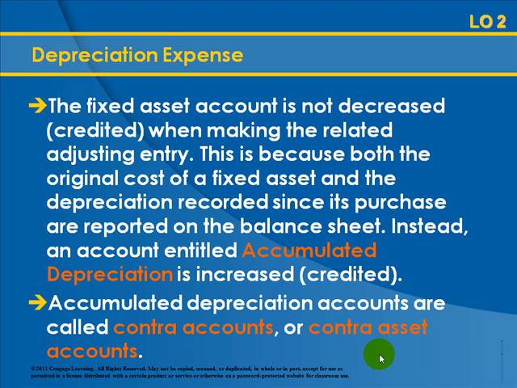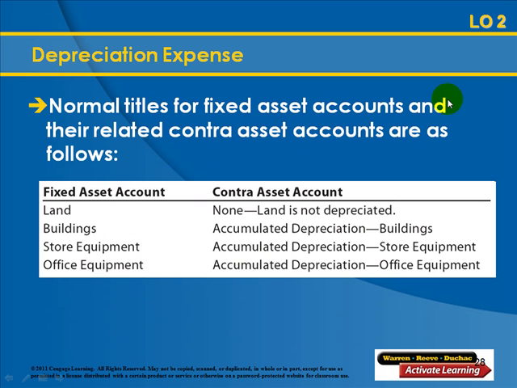Accumulated depreciation accounts are called contra accounts or contra asset accounts. We call them contra accounts because they contradict the asset that they are attached to. The normal titles for fixed asset accounts and the related contra asset accounts are as follows. Land does not have a contra asset account because it is not depreciated. Building, store equipment, office equipment will all have a contra asset account: accumulated depreciation, building, store equipment, office equipment, respectively.